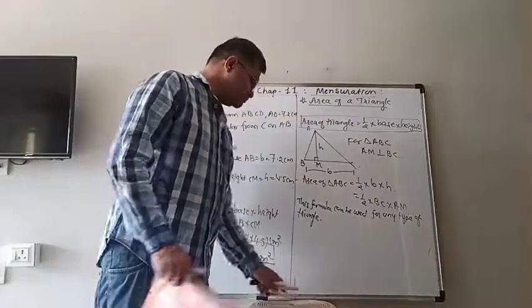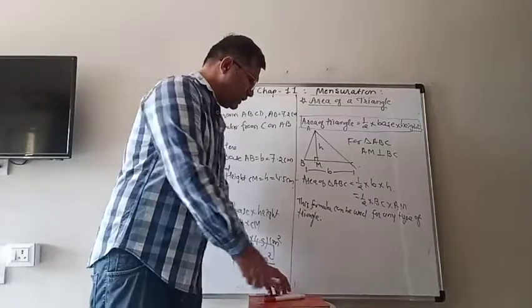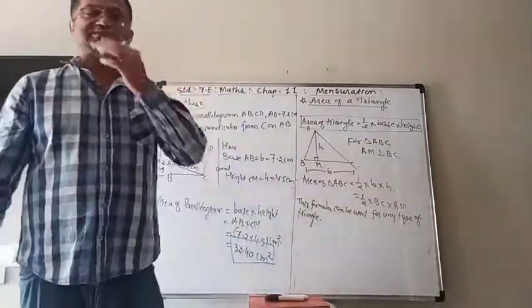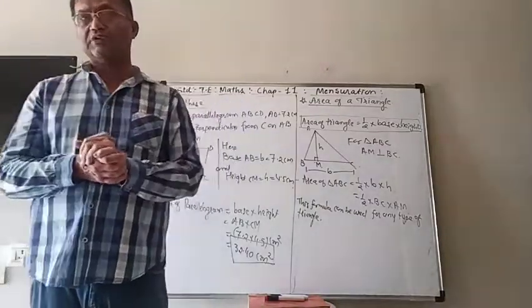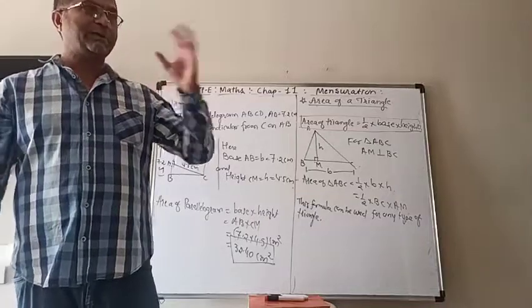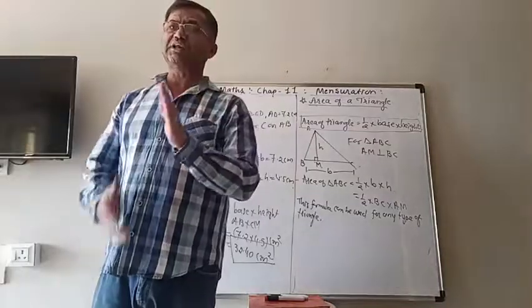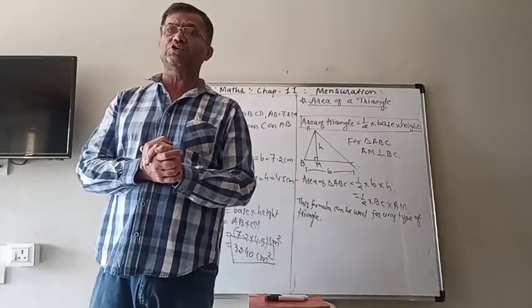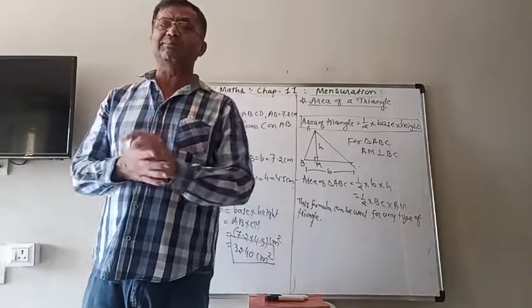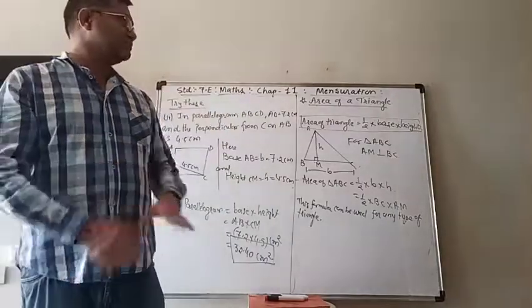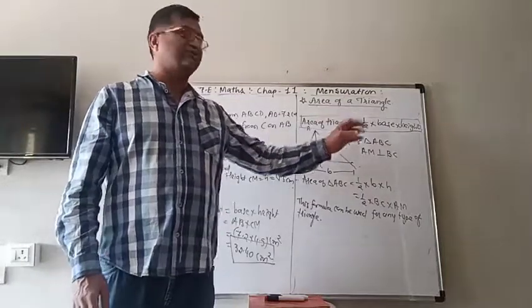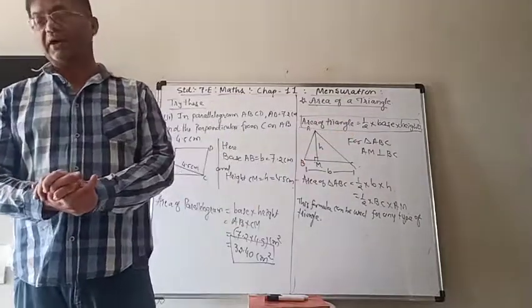So here we are. Today we learned two special formulas for two special figures, the parallelogram and a triangle. In parallelogram, we saw that area is equal to base multiplied by height, and for the triangle area is equal to half multiplied by base by height.